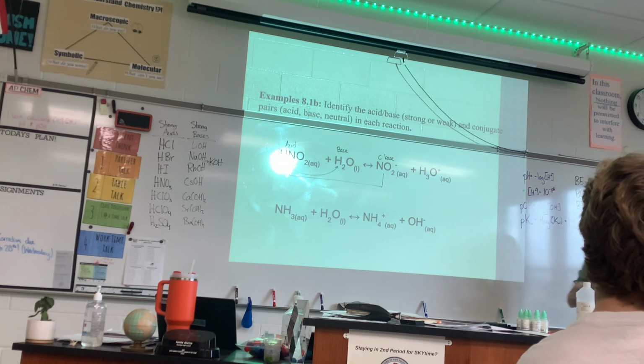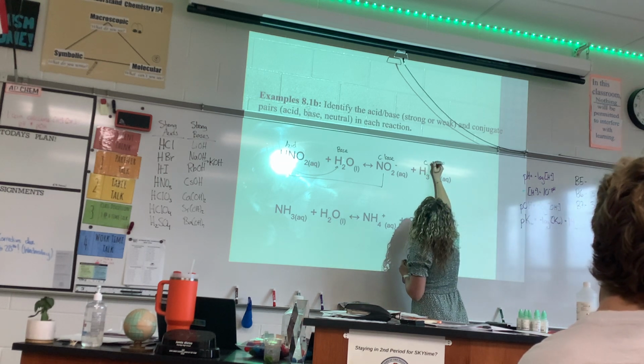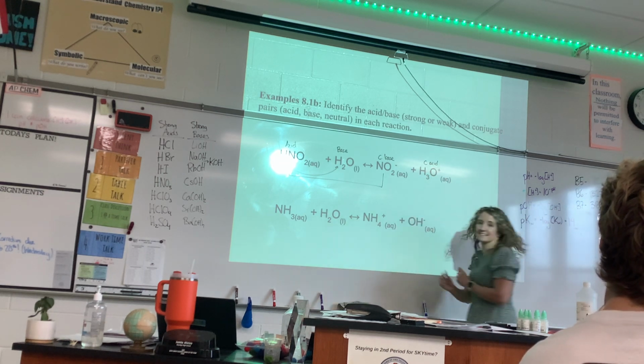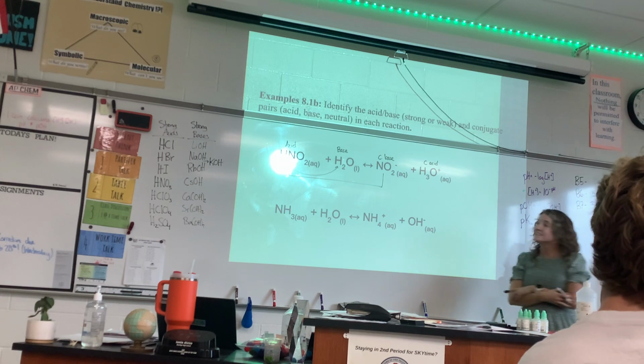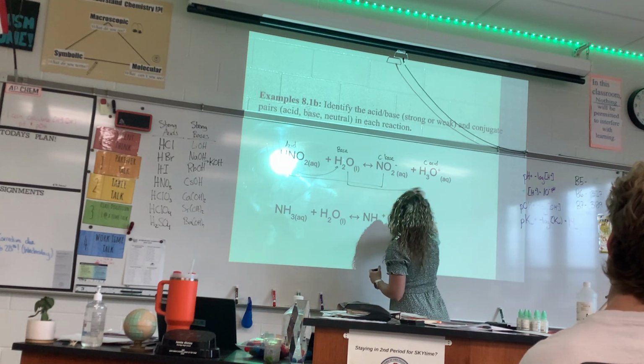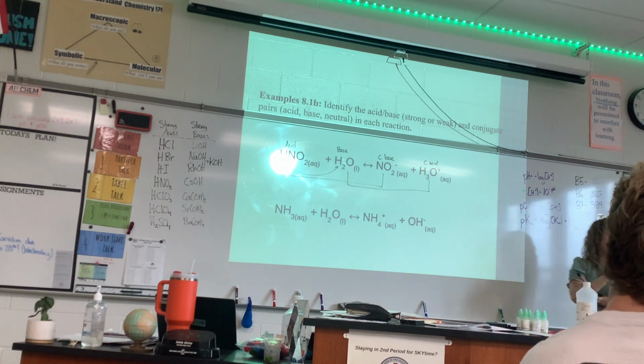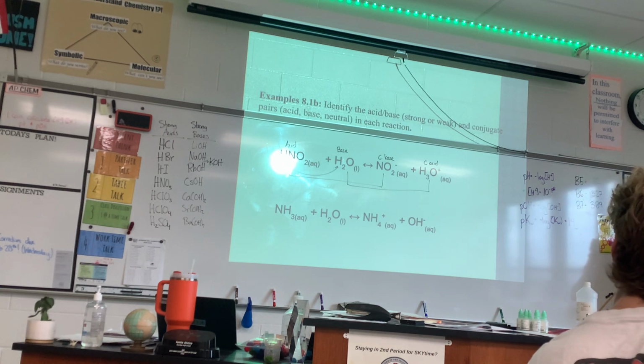H3O is the conjugate acid. Good, and how do you know that, Bryson? Because it's the one receiving the H. Good, right, so it's the one that received the H from the base. All right, there's one more label I want to add to this that we don't have.